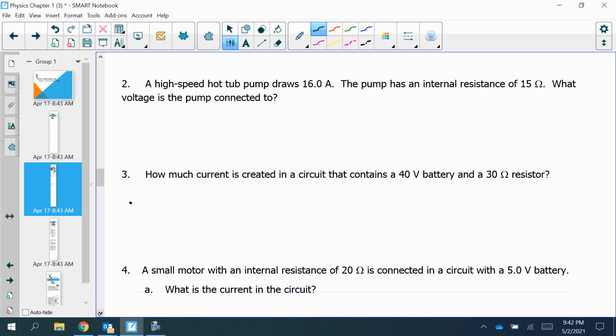Why is it not letting me scroll? Yeah, there are 8 questions there. So double check your answers with the key and make sure that you have solved each of those properly. Once you get going, you're going to think these are super duper easy, because it's just asking you to solve for V, for I, or for R.